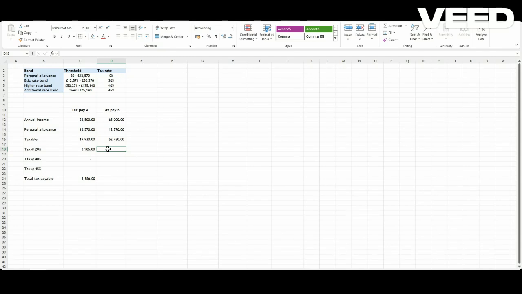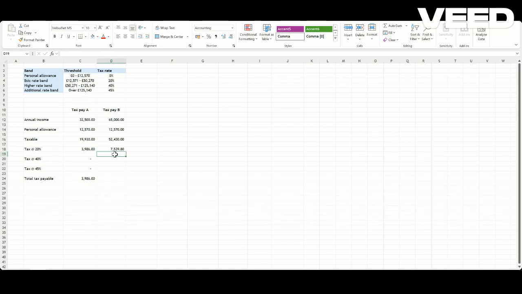So if we go to B, taxpayer B is within the higher rate band. For this higher rate band, it's a 40% tax rate. But firstly, we need to identify the portion that falls within the 20% bracket. To do this, we say equals 50,270, subtract 12,570, multiplied by 20%. So this is the tax at 20% for taxpayer B.